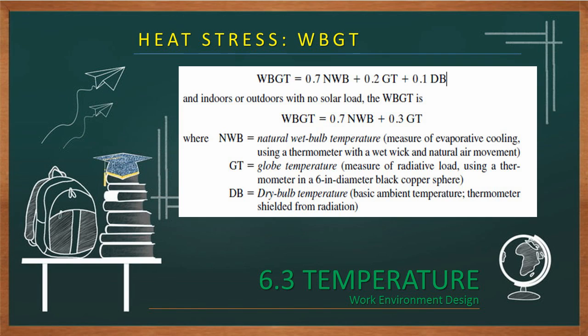GT refers to the globe temperature, or the measure of radiative load using a thermometer in a 6 inch, or 6 in diameter, black copper sphere. DB, or dry bulb temperature, is the basic ambient temperature thermometer shielded from radiation. Let me show you a short video presentation about what WBGT is.